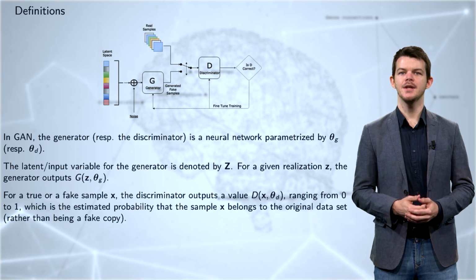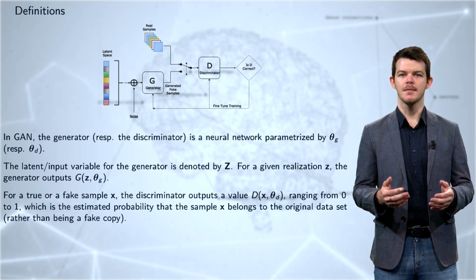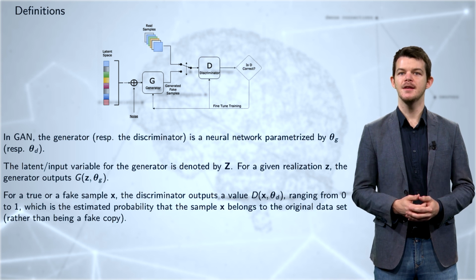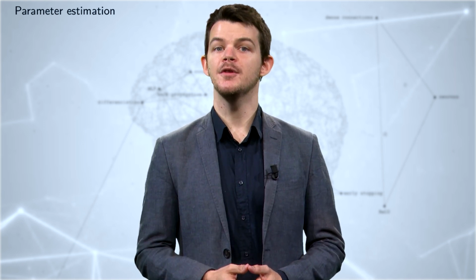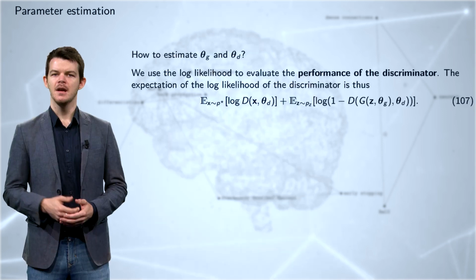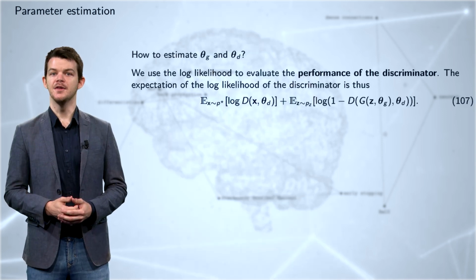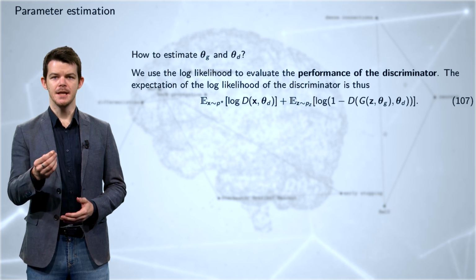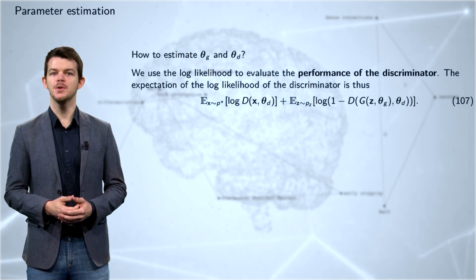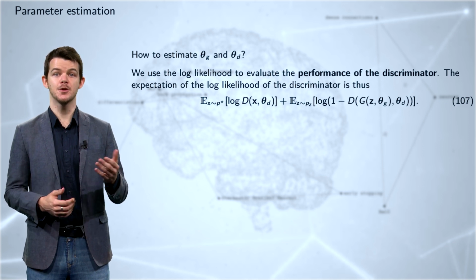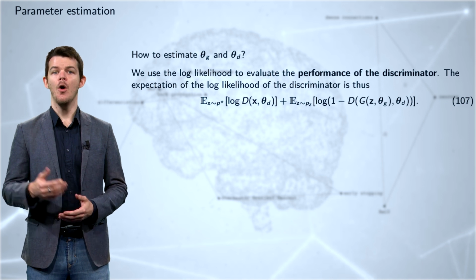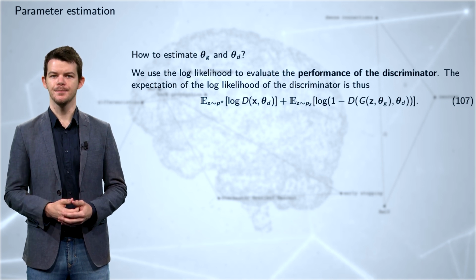Now, the important question is how to train these networks, that is, how to estimate the parameters theta g and theta d. To solve this problem, we can use a log likelihood to evaluate the performance of the discriminator. The expectation of the log likelihood of the discriminator is given by equation 107. Indeed, the likelihood can be decomposed into two terms depending on whether the data seen by the discriminator is true, this is the first term, or fake, this is the second term.